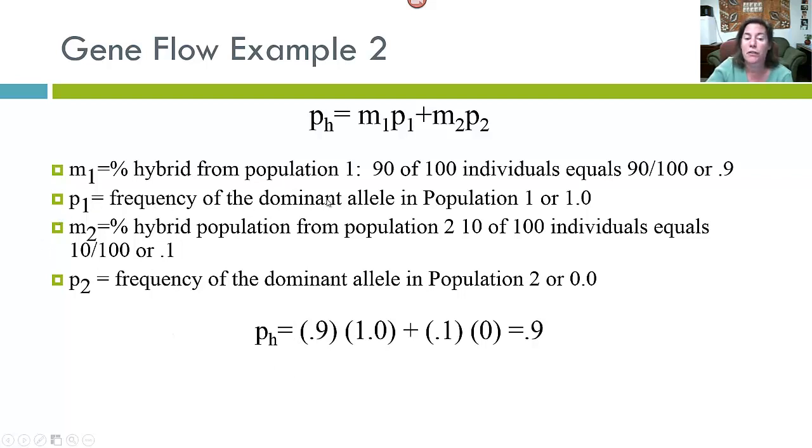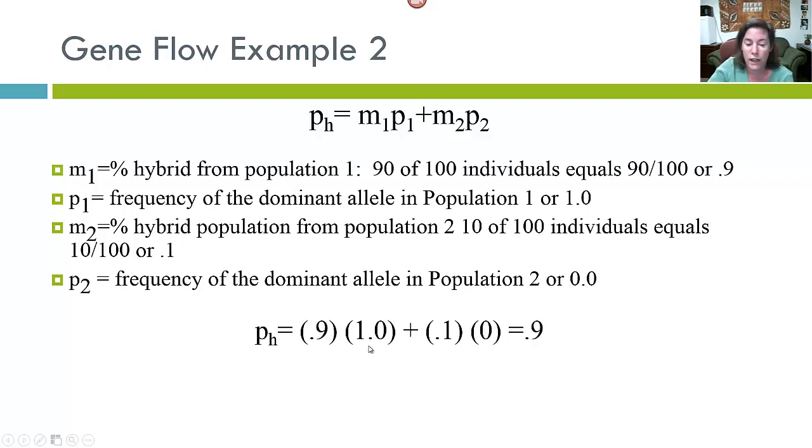P1 equals the frequency of the dominant allele in population 1. Remember, we said the frequency of the dominant allele in population 1 was 1. So now we put a 1 down here. M2 is the percent of the hybrid population from population 2. We said there are 10 individuals in population 2 out of the total of 100 individuals in our hybrid population. That equals 10 divided by 100, or 0.1. So we put 0.1 down here. And P2 equals the frequency of the dominant allele in population 2. And we have no dominant alleles in population 2, so we put in a 0.